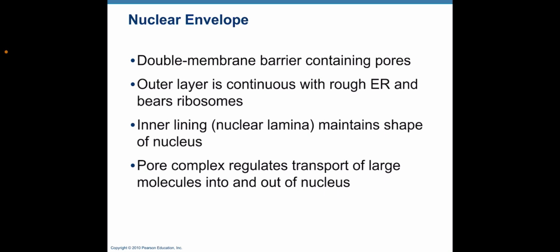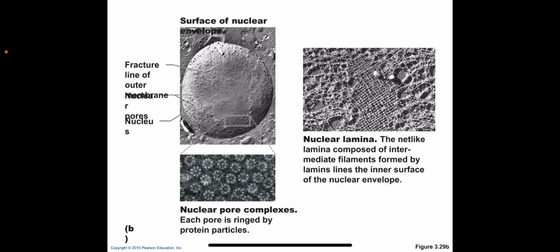The pore complex regulates transports of large molecules in and out of the nucleus, depending on what's needed at the time. So this is going to move proteins in and out for things like DNA replication, RNA, and so forth. So you can see here an electron image of that nucleus. You can see those pores where things can move in. They are ring-shaped by protein particles to let things move in and out. And then you've got that next net-like structure that is on the inner surface of the nucleus that maintains its shape.